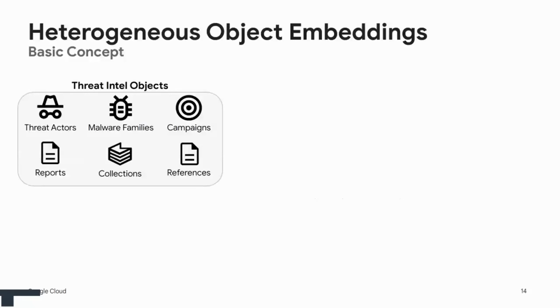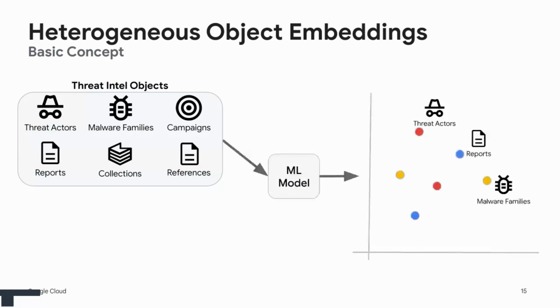And here's the basic idea. We're going to take our heterogeneous threat intelligence objects, right? So here we have actors, malware families, campaigns, et cetera. We're going to pipe them through some machine learning model, and that ML model is going to give us vector representations of these objects.